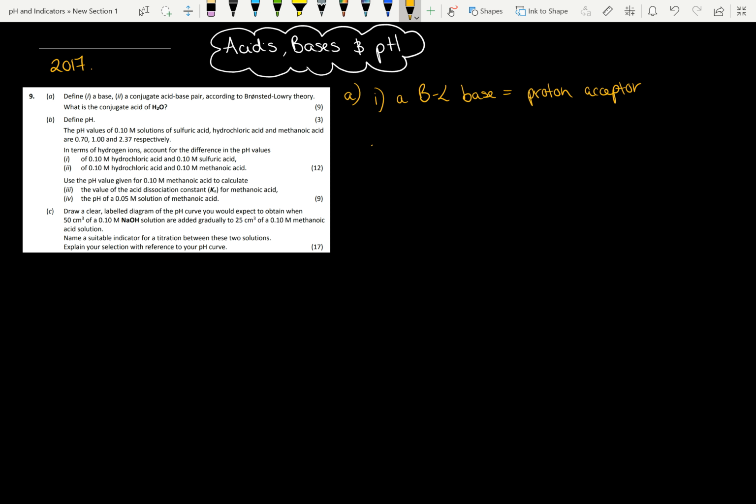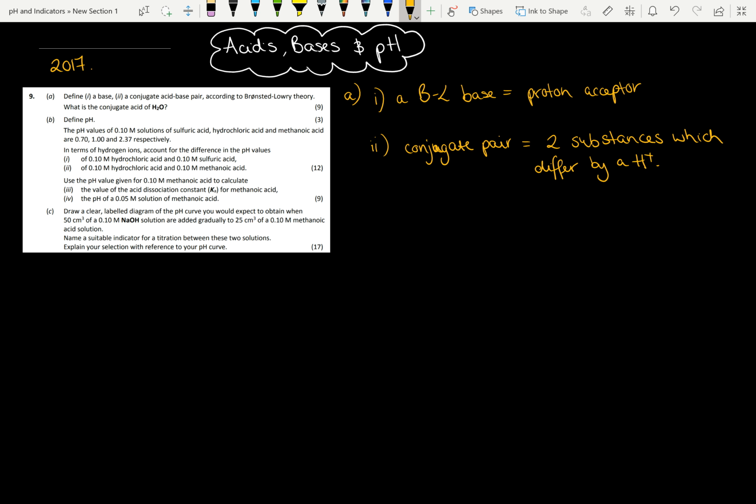And they've asked us to define a conjugate pair. So a conjugate pair is a pair of two substances which differ by a H plus, or by a proton.